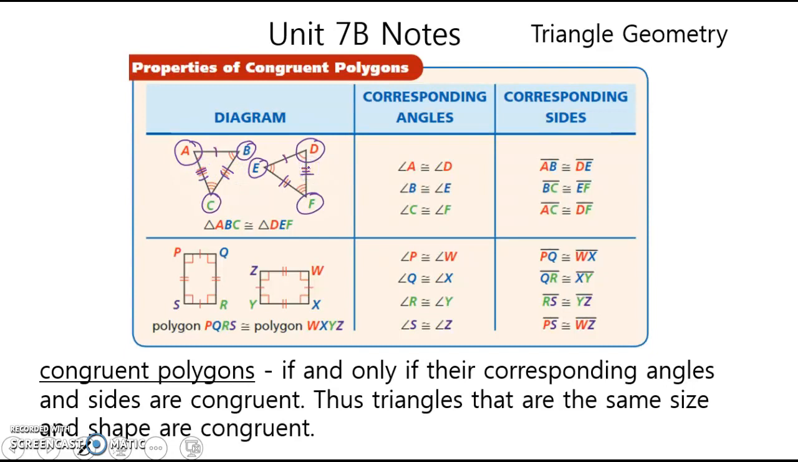You do not have to copy this chart. However, it is to your benefit to go through and really take a good look at it. You've got triangles, you've got just polygons in general. This is a quadrilateral. It shows you what is equal to what. So congruent polygons: if and only if their corresponding angles and sides are congruent will they also be congruent to each other. Thus, triangles that are the same size and same shape are congruent.